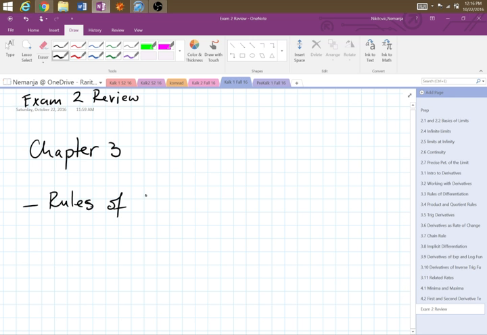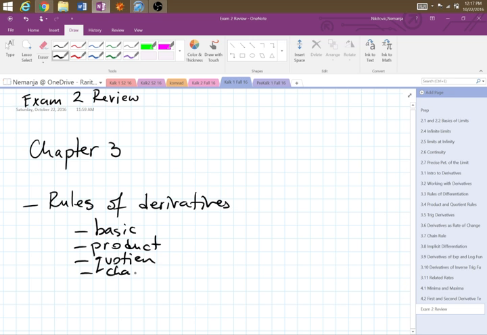Rules of derivatives. So we have basic, we have the product, we have the quotient, we have chain, implicit, and that's actually it. So those are the rules.